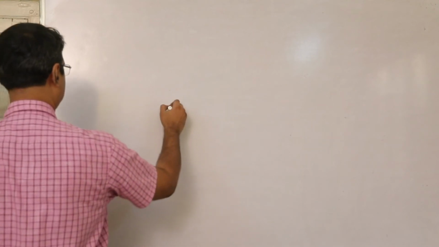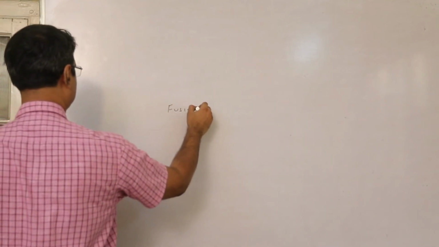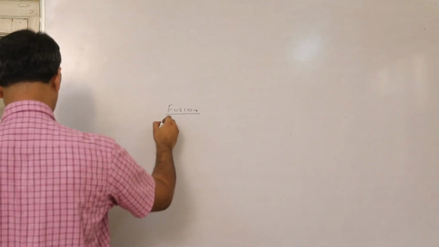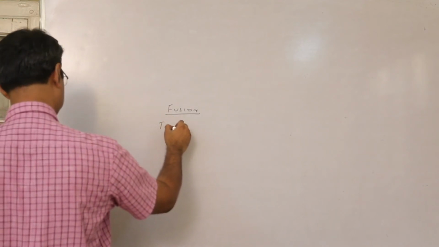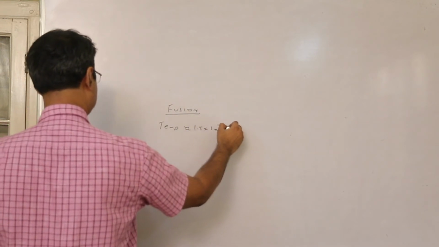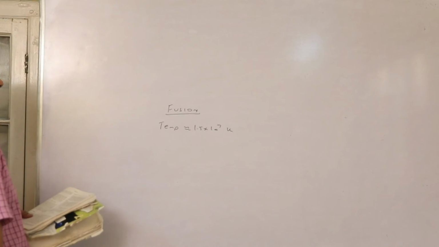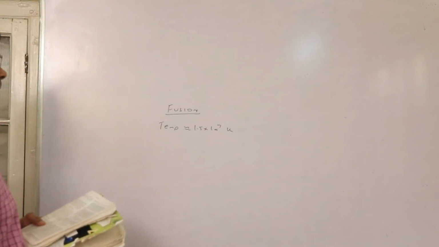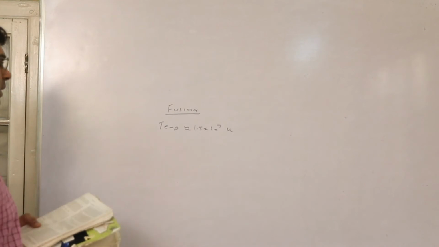Next we come to nuclear fusion. You see the temperature in the sun of our solar system is in the range of 1.5 × 10^7 Kelvin. The temperature in the sun is very, very high.